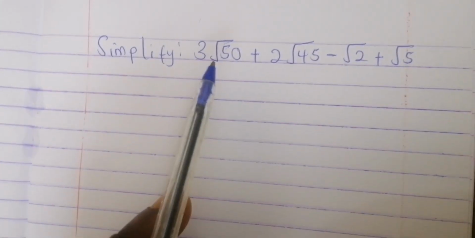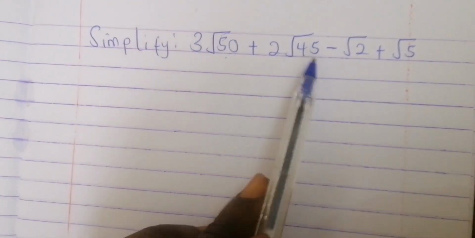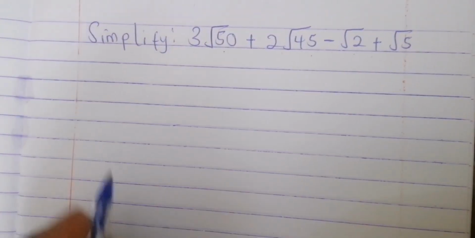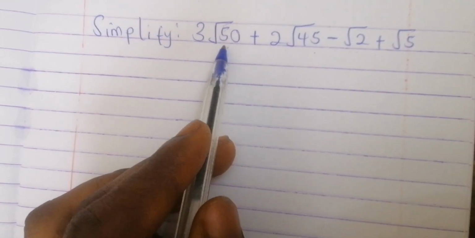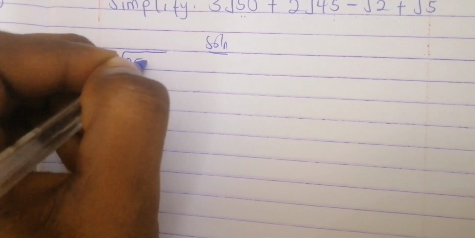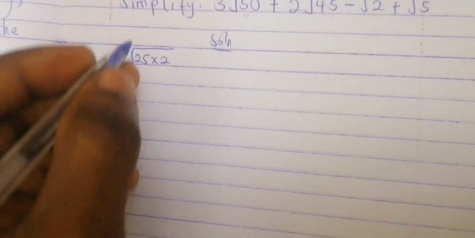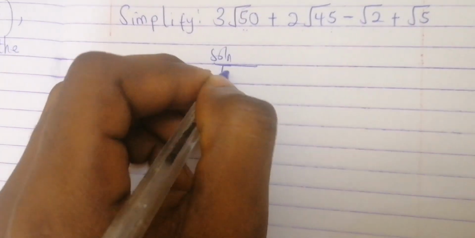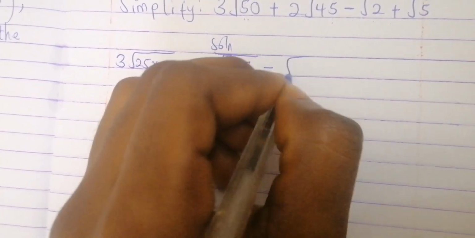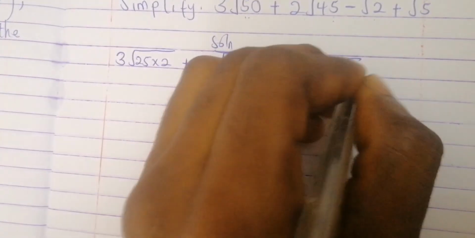Question on surds. Simplify 3 root 50 plus 2 root 45 minus (root 2 plus root 5). So we can simplify these surds to their simplest form. So in our solution, we are going to have 3 root of 25 times 2, which is the same as root 50, plus 2 root of 9 times 5, since 45 can be simplified as 9 times 5, minus root 2 plus root 5.